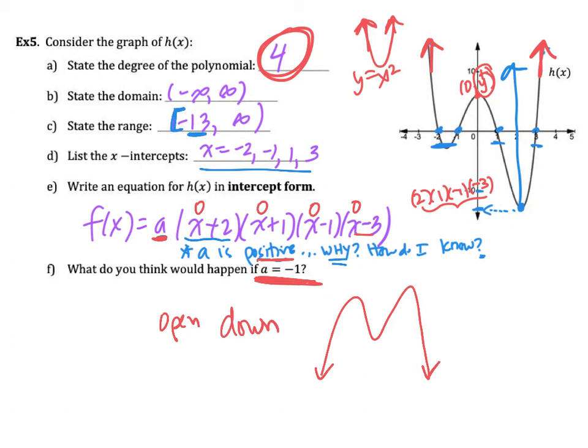Right, so it's very similar to your quadratic. If you have a positive leading coefficient for an even degree function, then it's going to open upward. If it's an odd degree function, that was the one before, or if it has a negative leading coefficient for an even degree function, then it has to open downward.